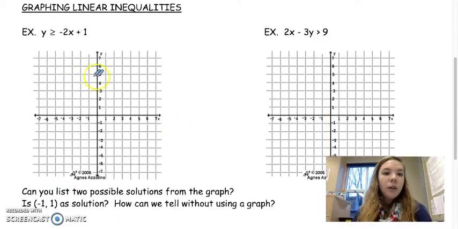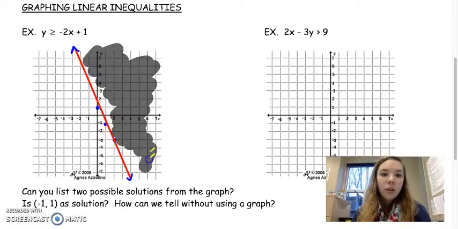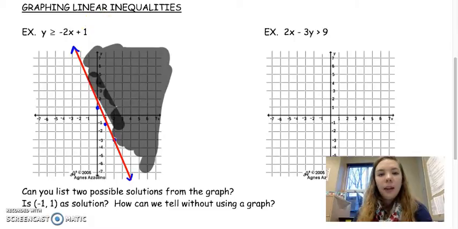So here, y is greater than or equal to negative 2x plus 1. I'm going to start at 1 and then go down 2, right 1 for my slope. This is going to be a solid line because it has the or equal to underneath. And then y is greater than, I need to shade where my y's are all bigger than my line, which would be this side. And again, you can check by plugging in a point if you need to. Okay, this whole side.